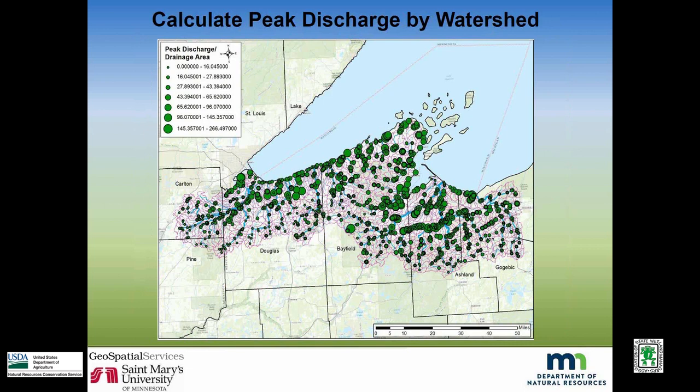We also developed other metrics like this peak discharge map, which is a process of identifying the streams, watercourses, and watersheds that have the highest discharge over the shortest period of time, again, to provide targets for wetland management, wetland restoration, and wetland preservation.